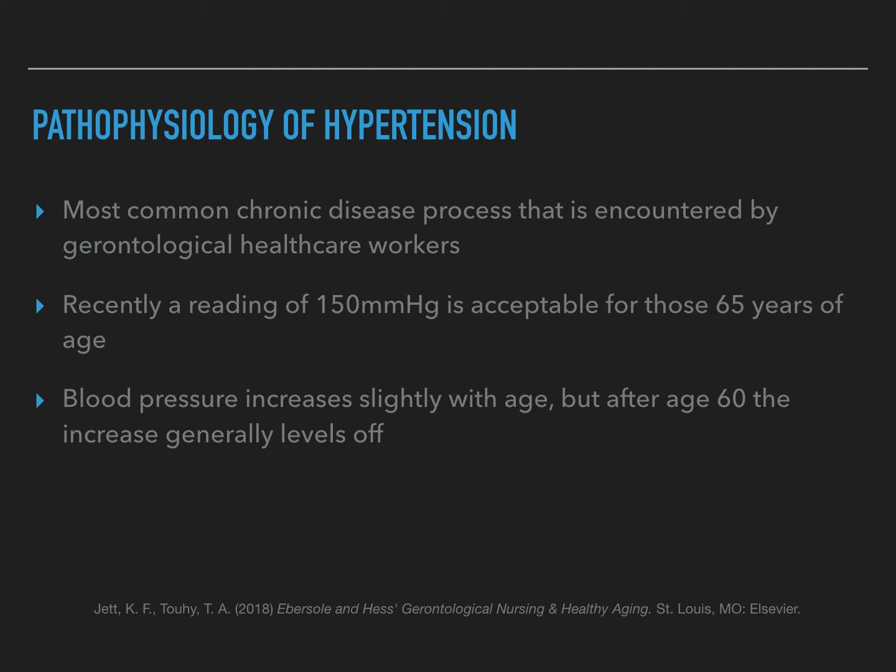However, as stated on the slide, recently a reading of 150 millimeters of mercury can be acceptable for those 65 years of age, just because as you age, your blood pressure naturally tends to go up slightly. But after age 60, it generally levels off, kind of staying where it's at, and it generally won't increase anymore after your 60th birthday.